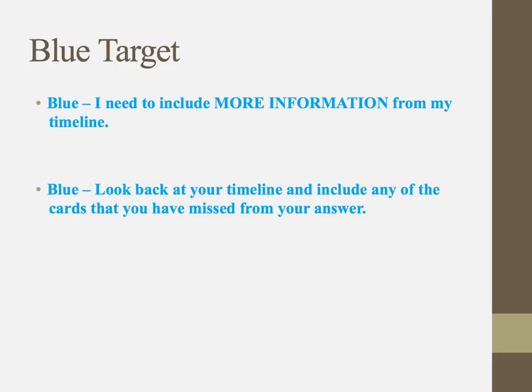Okay, so blue target then. Before you started this assessment, you probably did some kind of timeline where you tried to put the events of the king being whipped into some kind of order. Now your targets need to include more information from my timeline. You need to write that target down and then look back at your timeline and include any of the cards you've missed or any of the clues.